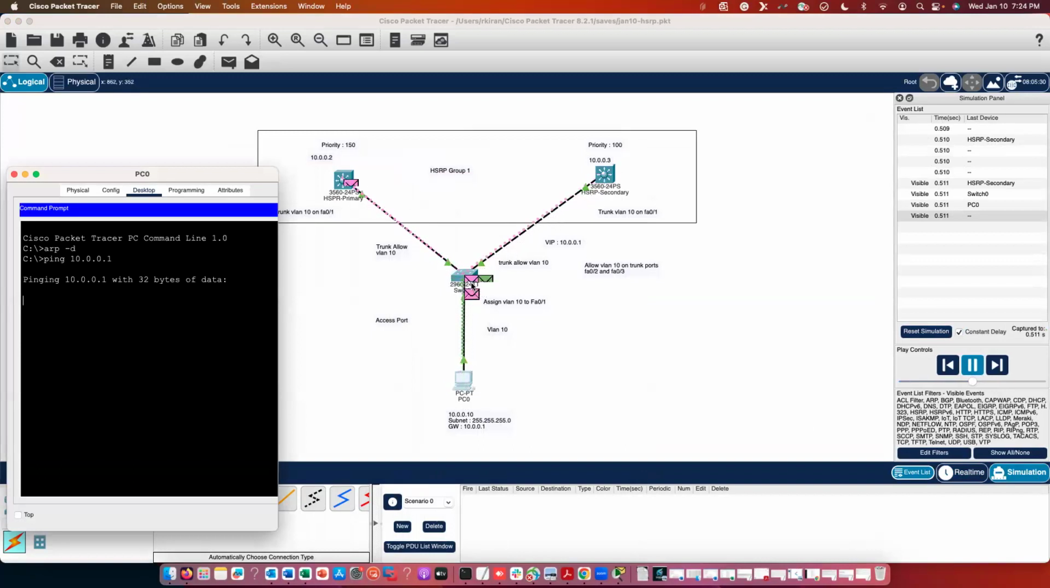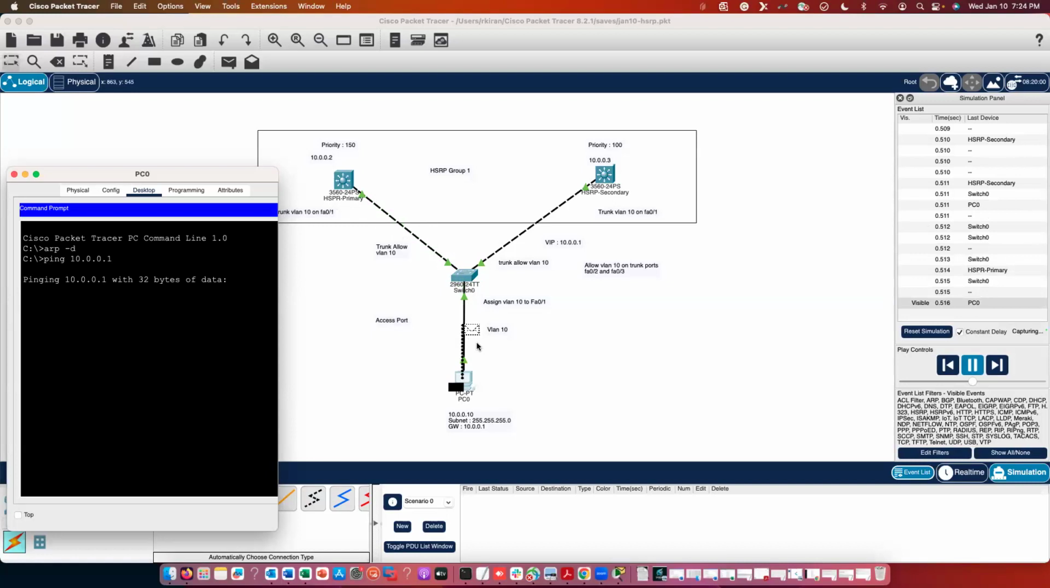PC0 sends the broadcast to the switch 0. Look at the green color packet. Now this packet should be broadcasted to both the layer 3 switches. This one did not reply, it's the cross marking out. This one is replying back for the switch, and this is replying back to the PC0. So it got the reply back.